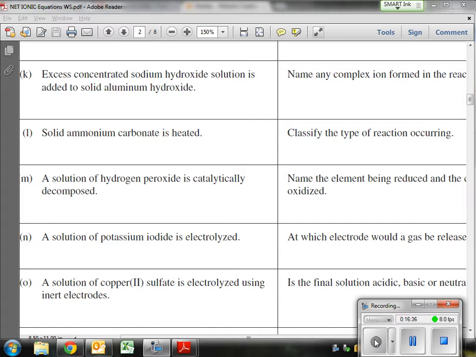All right, so K says excess concentrated sodium hydroxide solution is added to a solid aluminum hydroxide. So step 1, cross out nitrate. No nitrate. Circle any state of matter. State of matter right there. Cross out any group 1 metal if it is not already circled, and this is not, so I can cross through that.